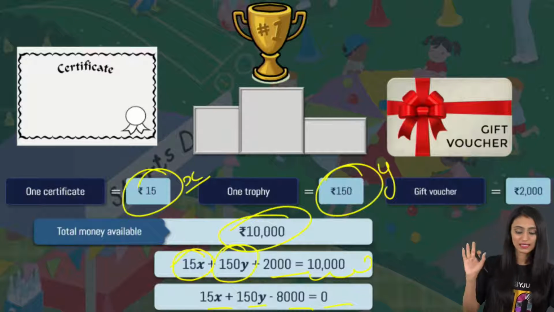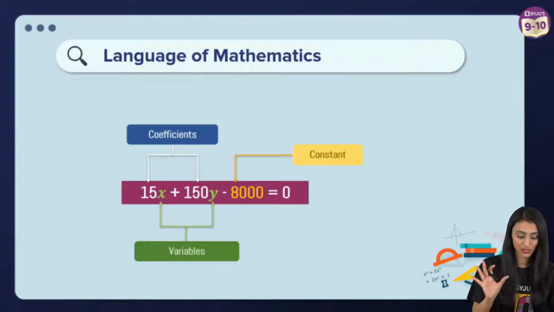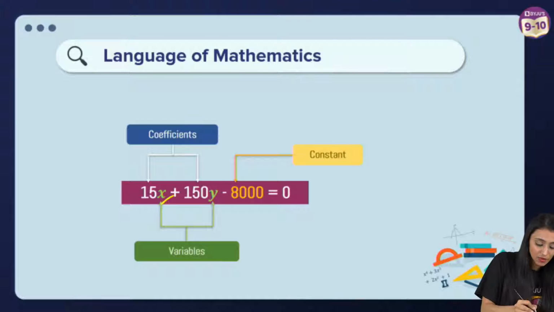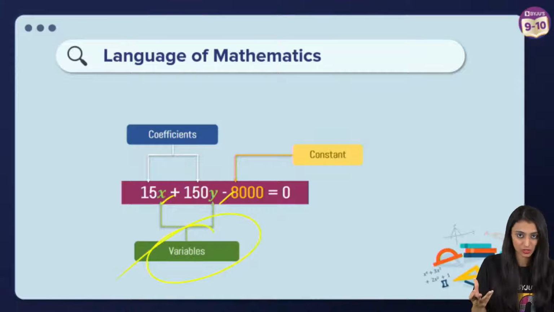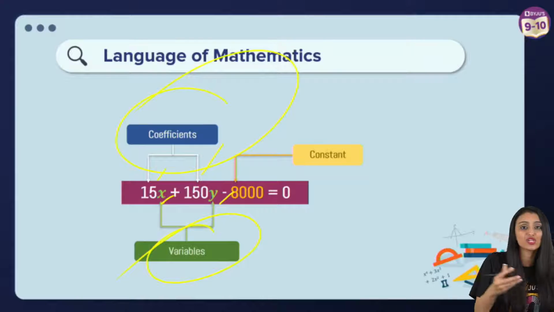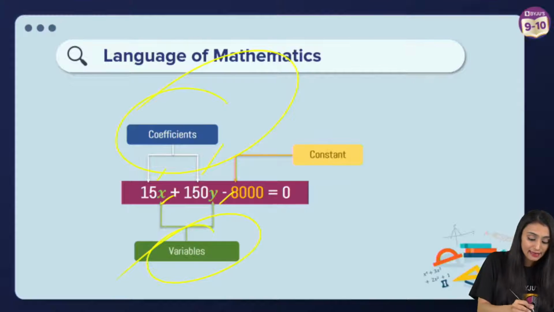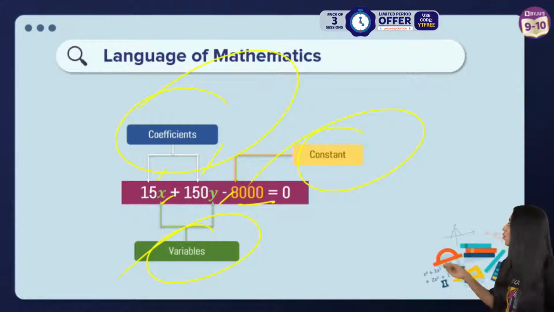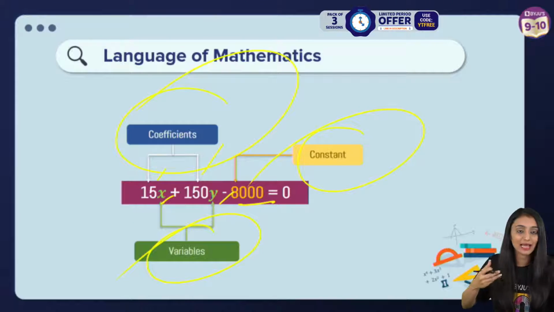All right. So this is the equation. Now if I talk about this equation, in the language of mathematics, x and y are basically the variables. Over here 15 and 150 are the coefficients of x and y. And this minus 8,000 is the constant term. We need to know these small things before we begin any chapter.